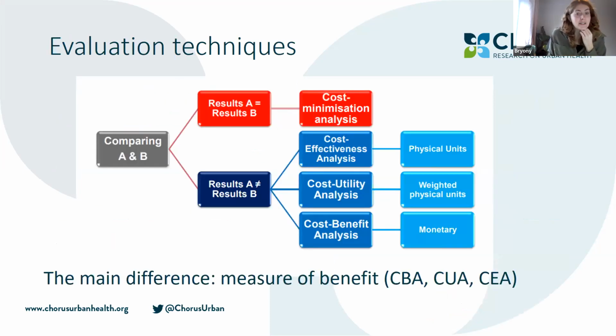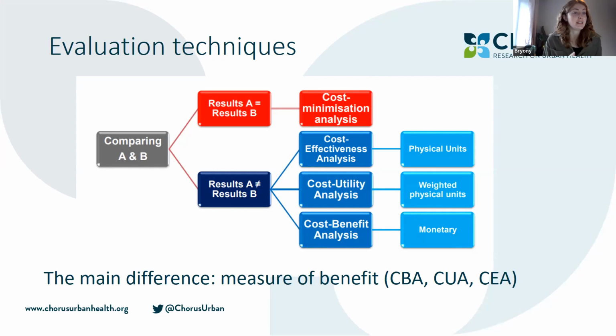Next slide. Okay. So if we want to do an economic evaluation, there are a few main techniques that we could consider. We could consider a cost minimization analysis or a costing analysis, where alternatives are considered equivalent in terms of benefits or outcomes, and so only the costs are compared. Or if there are possible differences in terms of benefits and outcomes between alternatives, then we might consider a cost effectiveness analysis, a cost utility analysis, or a cost benefit analysis.